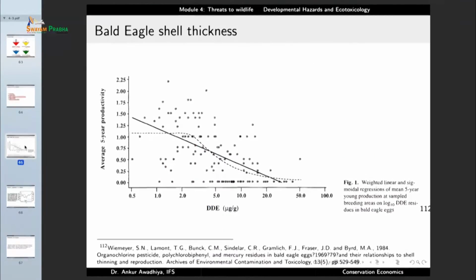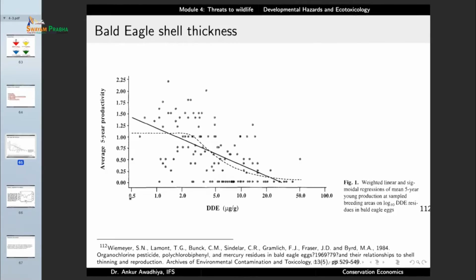Now, the bald eagle is the national bird of the United States, and it was found that when the researchers looked at the concentration of DDE in the eggshells, so this curve is showing the DDE concentration on the x-axis and the average 5-year productivity, that is the number of eggs or the number of chicks that were born in every generation, on the y-axis. Now, this is the average of the curve. This is the regression curve, the sigmoidal regression curve.